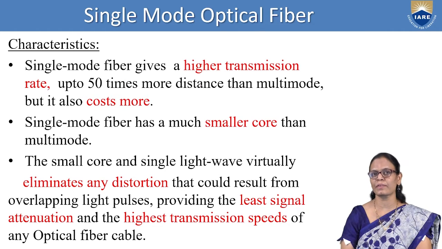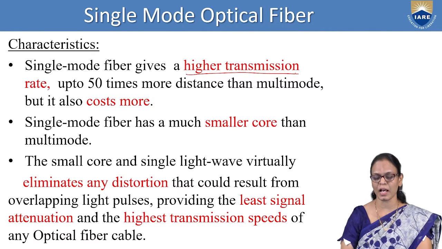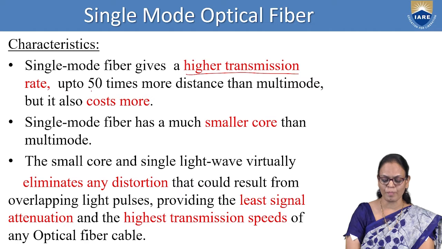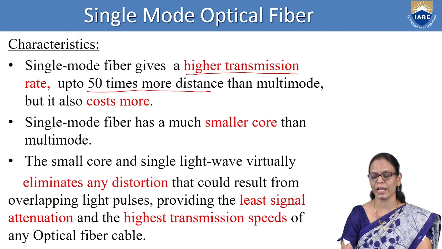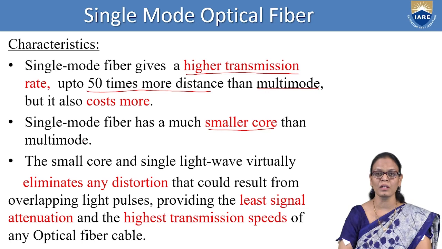So single mode fiber gives higher transmission rate. So the transmission rate is high. That means it is up to 50 times more than the multimode. When we compare the transmission with multimode, it is 50 times more than multimode. And then single mode fiber has a smaller core than the multimode. This is also one characteristic of single mode fiber.